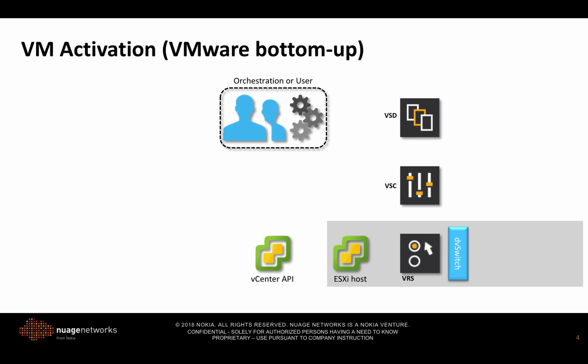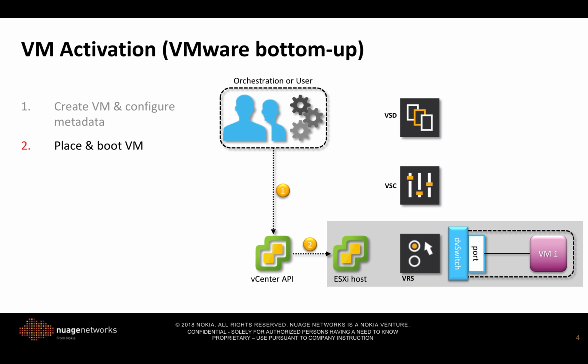As discussed before, we focus in this video on the bottom-up activation and more particularly in a VMware environment. When the user or an orchestrator creates a virtual machine using the vCenter, the vCenter will place and boot that VM, meaning that it will pick an ESXi host from the cluster and will instantiate the virtual machine on that ESXi host. The VM will get connected to the corresponding DV switch.